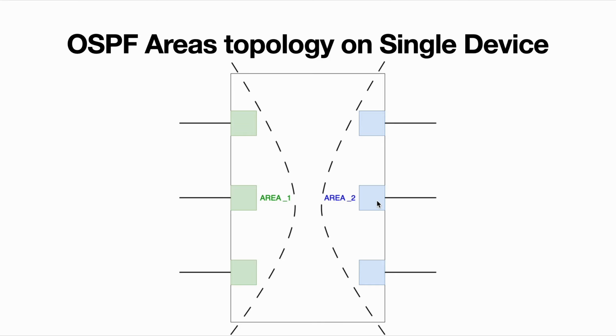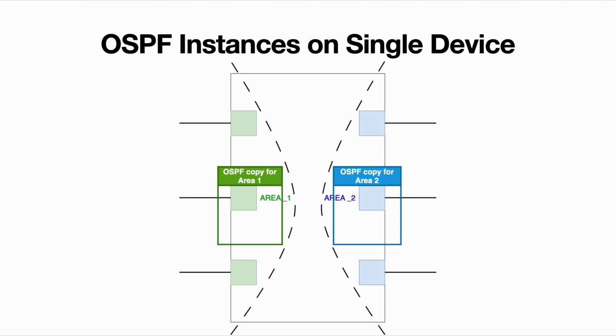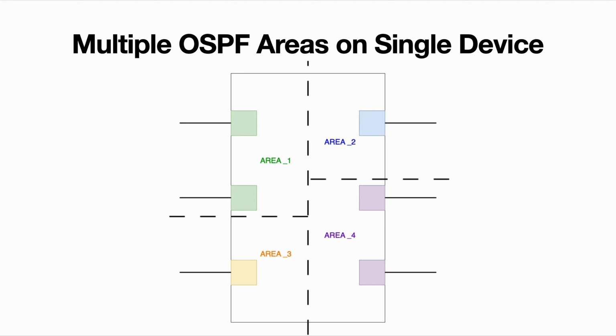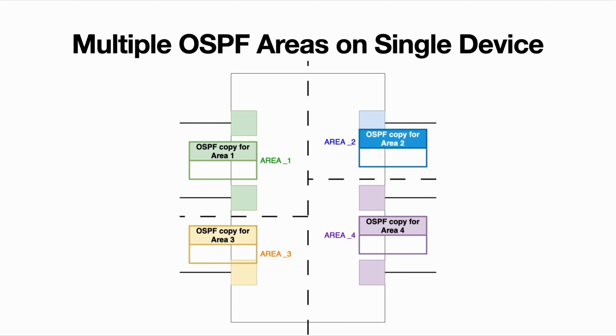Some routing interfaces of our router depend on one area, and some router interfaces depend on another area. The specification says that for each area, a separate OSPF instance copy should run on this device. In case this device is a boundary device for multiple areas, it means that several routing interfaces depend on one area, several on a second area, several on a third area, and several on a fourth area, and for each area a separate OSPF instance copy is running.